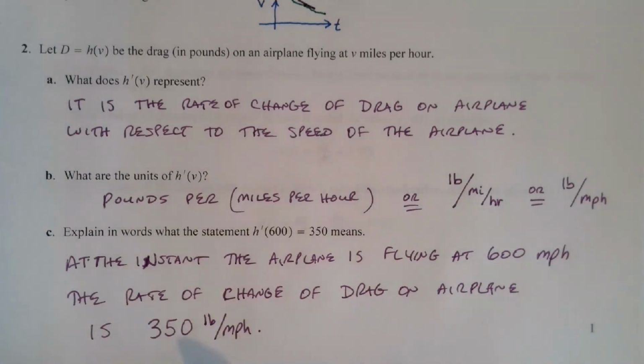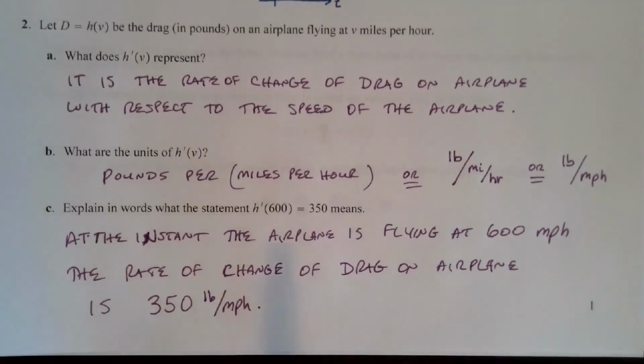If we have a change, what does this mean? 350 pounds per mile per hour. So a 1 mile per hour change is going to result in what? A 350 pound change in the drag, approximately. That's what the slope of that tangent line is telling us. That's what the derivative is telling us. So 350 pounds for every mile per hour increase.